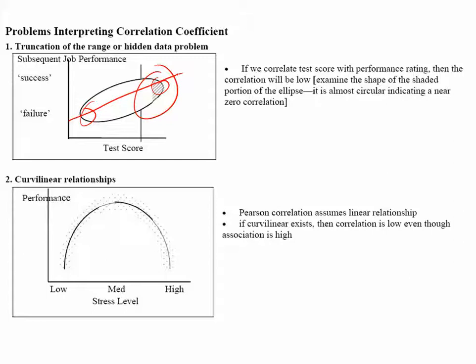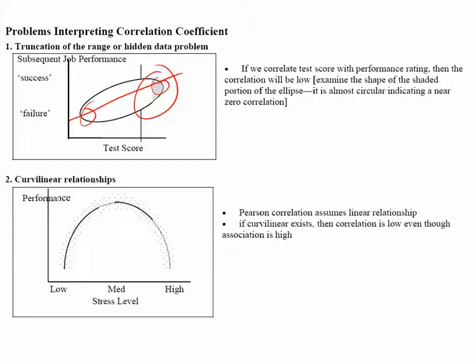The second is the curvilinear relationship, or some other relationship that isn't linear. See, correlation assumes that two variables are linearly correlated or linearly related. When we have two variables that aren't linearly related, the correlation coefficient would actually be insignificant, or probably closer to zero. A good example of this would be performance on a test and the stress level.